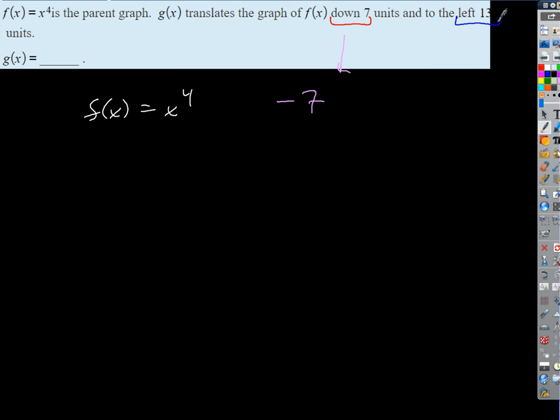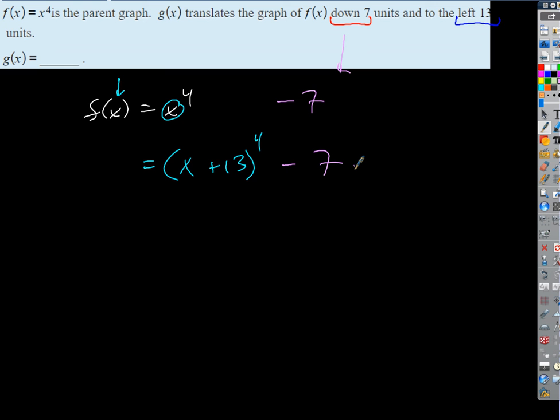Okay, that's got to be an inside transformation, right? Well, what's the part of the graph that we're inputting? The inside part is, in this case, x. So I've got to replace the whole x with the quantity x plus 13, right? Minus negative 13. So I just got to put both of those two parts together.